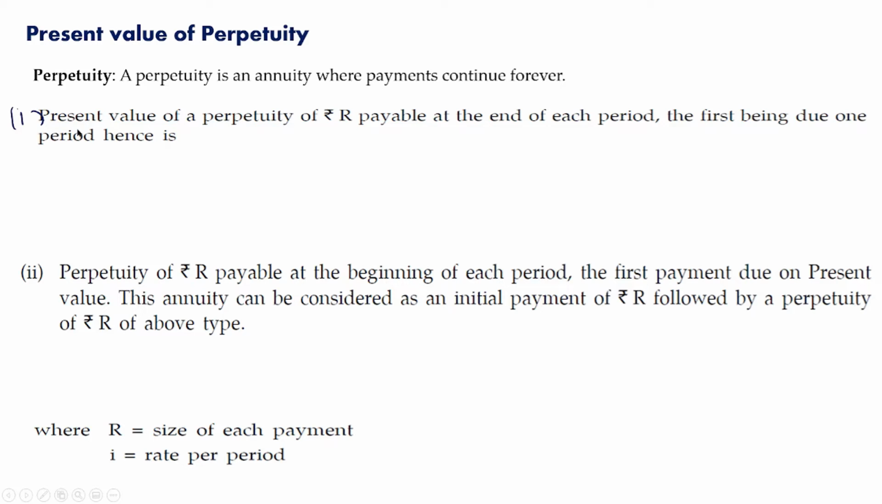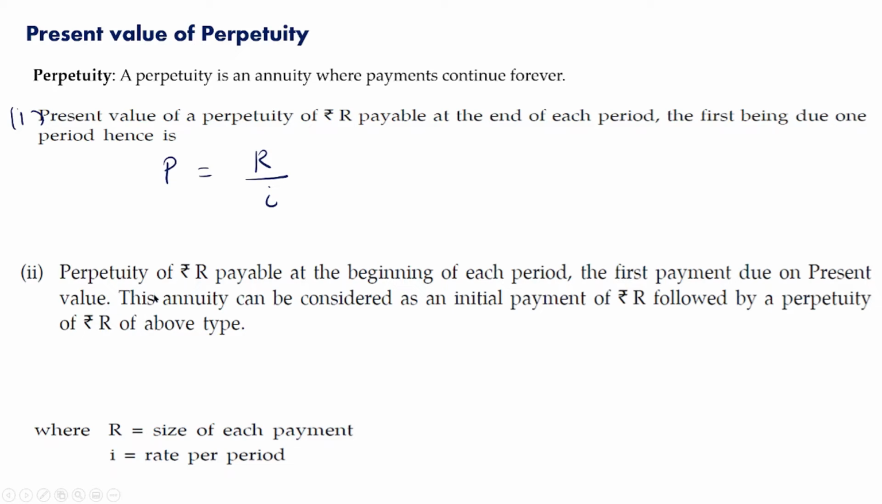So the first formula is present value of perpetuity of rupees R payable at the end of each period. The first one being due one period hence, it is given by P is equal to R by I, where R is the size of each payment and I is the rate per period.